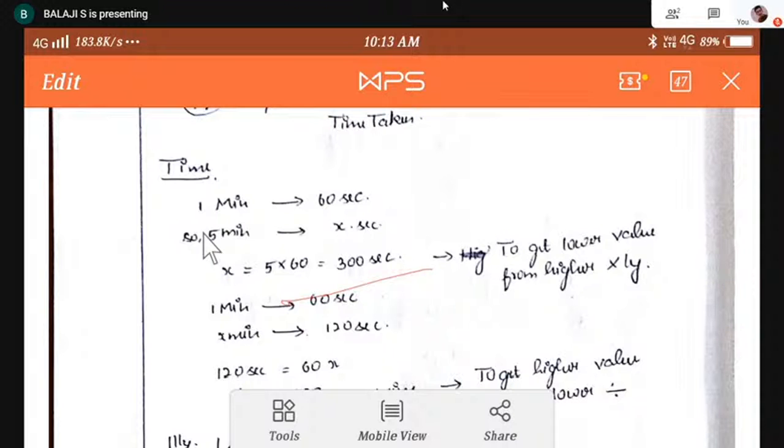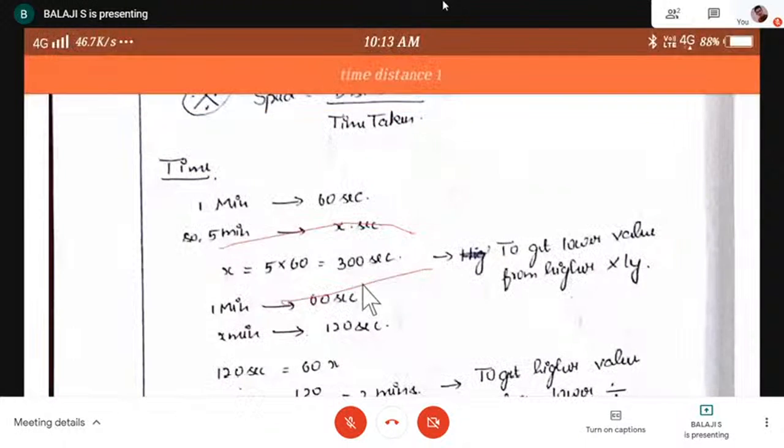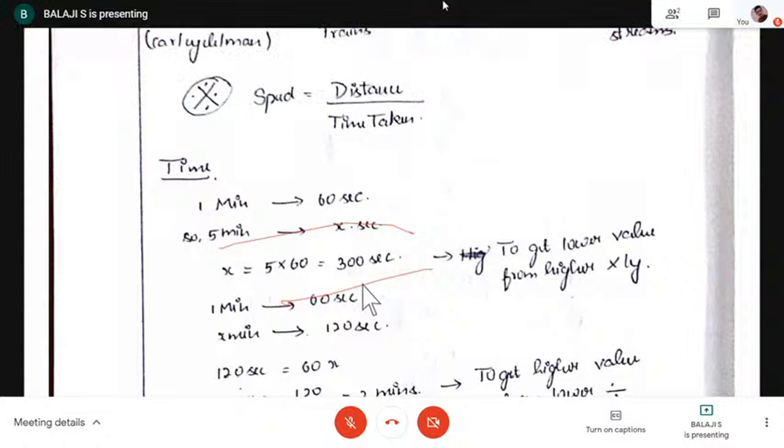Just write 1 minute is equal to 60 seconds, and 5 minutes is equal to x seconds. If you cross multiply this, x into 1 equals x, and 5 into 60 is equal to 300 seconds. So for 5 minutes, we have got 300 seconds.